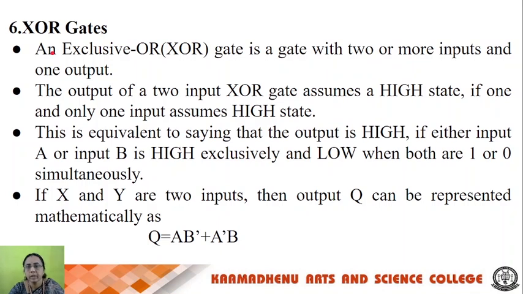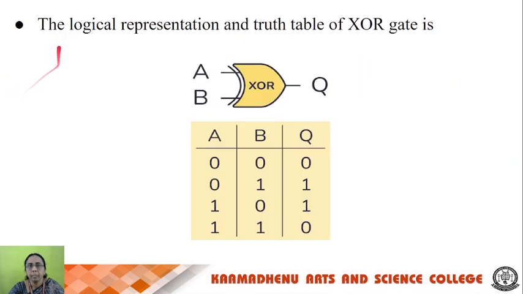If A and B are two inputs, the output Q can be represented as Q equal to A into B dash plus A dash into B. So this is the logical representation for the XOR gate. In this diagram we have two input signals and only one output signal. So this is the truth table of the XOR gate.